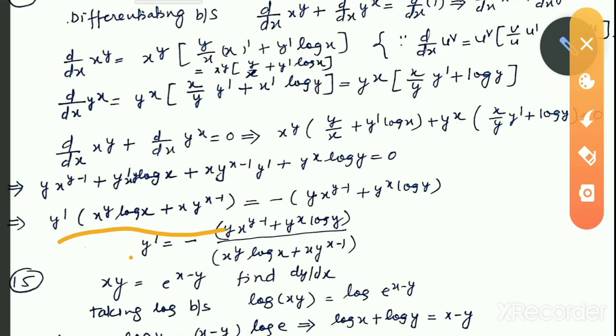Okay, here y dash is equal to minus (y x^(y-1) plus y^x log y) divided by (x^y log x plus x y^(x-1)).